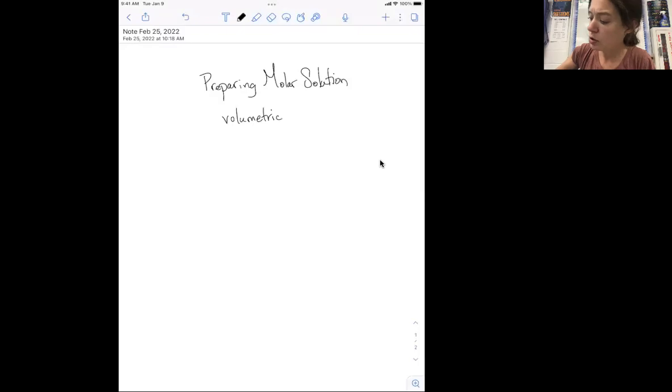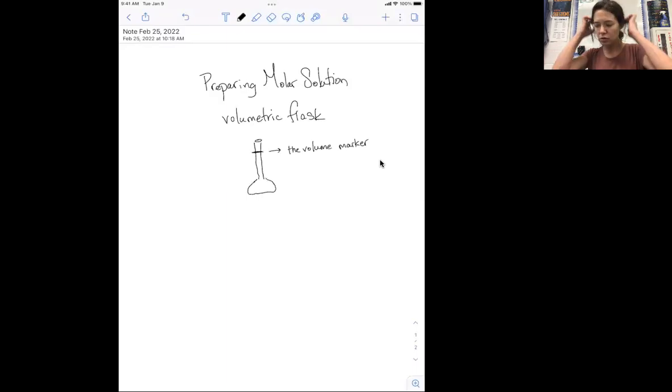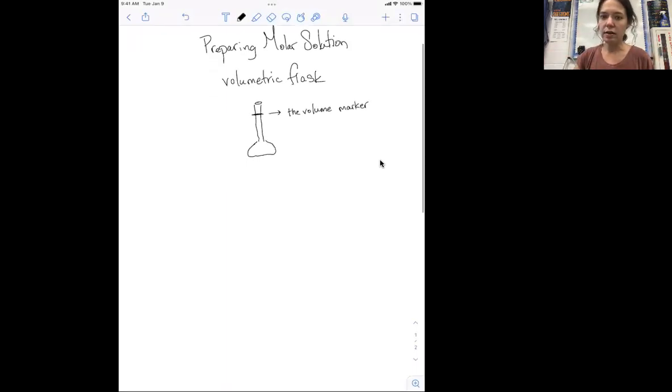Let me draw you a picture of a volumetric flask. It's got a really long, thin neck, and it bulges out at the bottom. Then there'll be a line here, and this line is the volume marker. Some volumetric flasks are 100 milliliters, 50, 200, 500, 1,000, or 2,000 milliliters. So you can get all different volumes. The line shows you where that particular volume is, so each flask only measures to one particular volume.